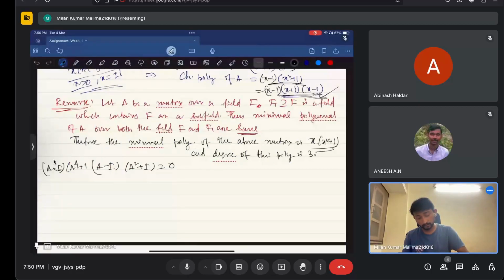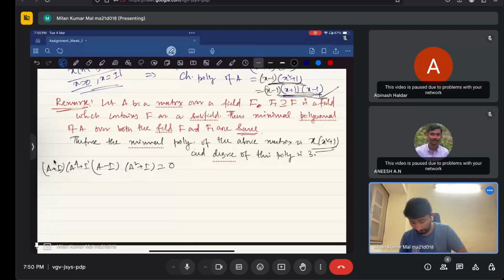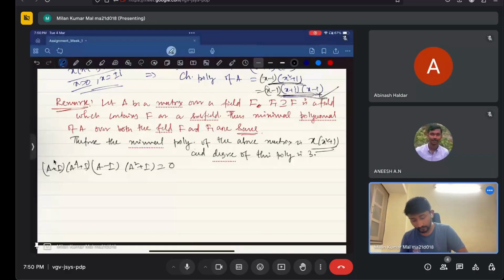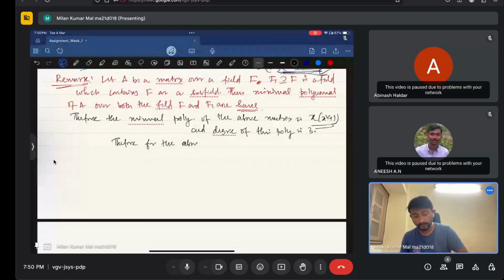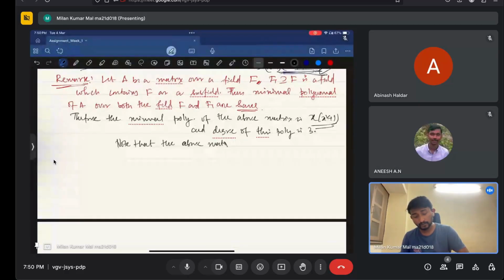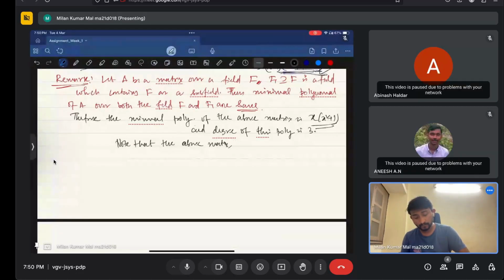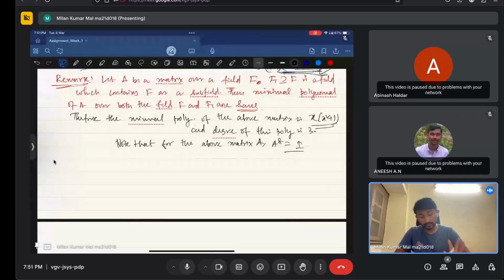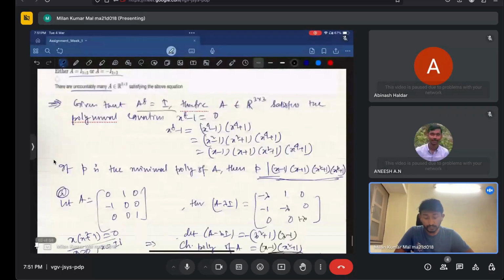So I'll write this one. Therefore, for the above matrix A, note that A to the power 8 equals identity. So the first option is incorrect, that is the main point: the minimal polynomial of A can be of degree 3.